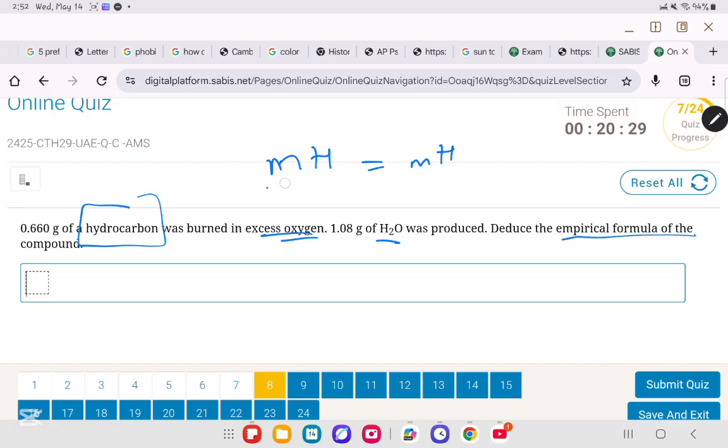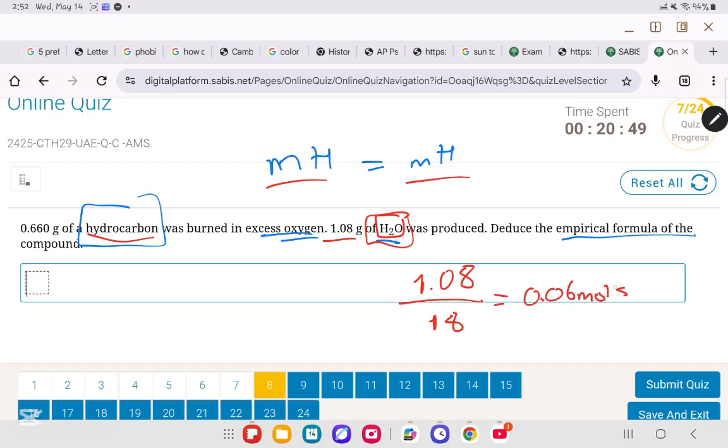So, based on this rule, we need to find only the mass of hydrogen here in order to find the mass of hydrogen there. So how does that work? First, you have the mass, 1.08, divided by the molar mass of H2O, which is 18. You're going to get the number of moles, which is 0.06 moles.